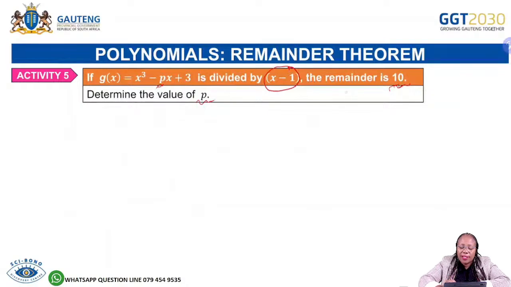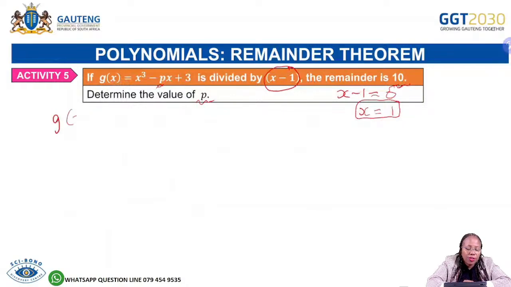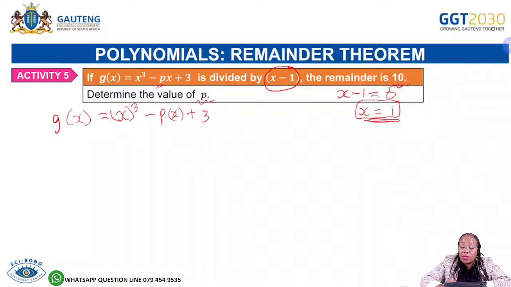Remember, lastly we said we have our divisor. We take the divisor, we let it equal to 0, so that we can get the value of x, of which to substitute, right? So we are substituting x equal to 1, right? In the same g at x function, we are not changing any method, grade 12. There we have our g at x equal to x cubed minus px plus 3. Wherever we have an x, we are now going to substitute with the 1.